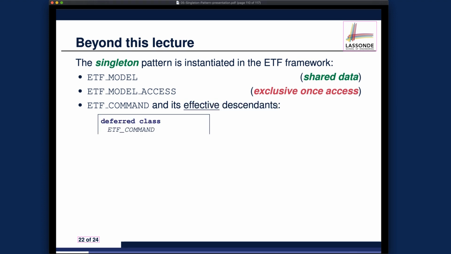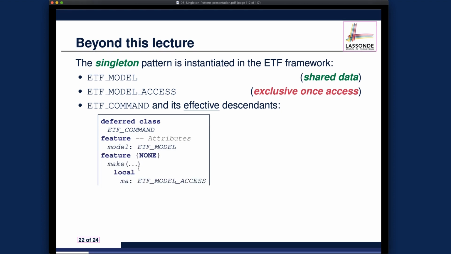For example, if you look at the ETF command, the class itself is deferred, and then it simply declares model of type ETF model, right? And then in the constructor in the ETF command, we simply declare MA. Think about ETF command as a client of the singleton pattern. So we simply declare access just like what we did before, right? And then we will say model is simply assigned to MA.m. You can think about the only class that can actually call the constructor for ETF model is the ETF model access, like what we said before.